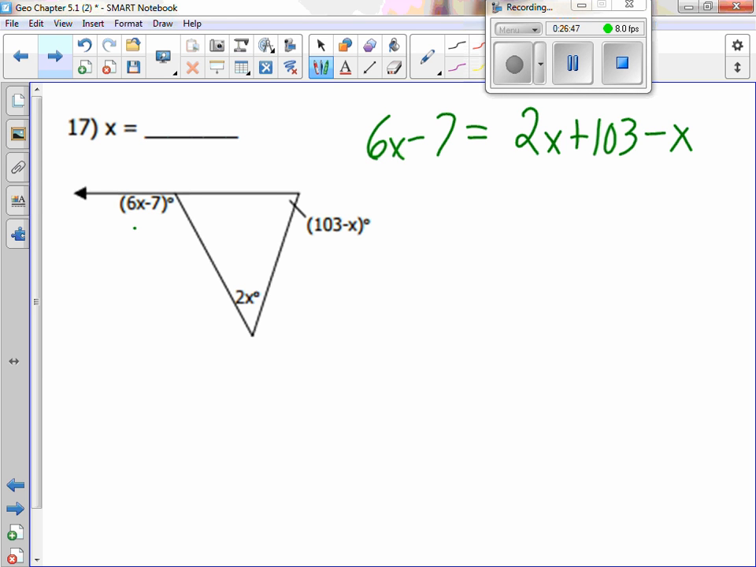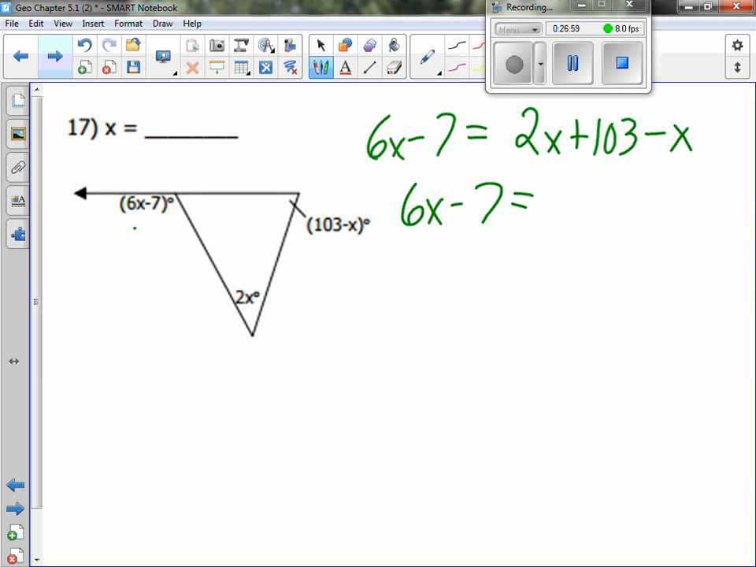And we get this here. Any questions on how we set this up? Any questions on this here? We can combine like terms. Well, there's no terms on the left-hand side, so we'll just have 6x minus 7. But 2x minus x would be just 1x.